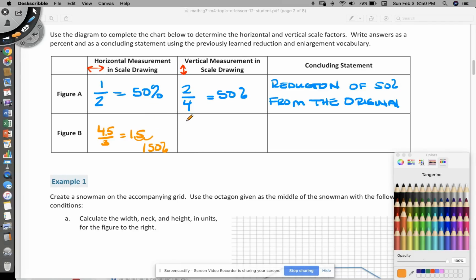Let's look at the vertical measurements. We had 6 to 4, which also comes to 150%. So we can conclude an enlargement of 150% from the original.